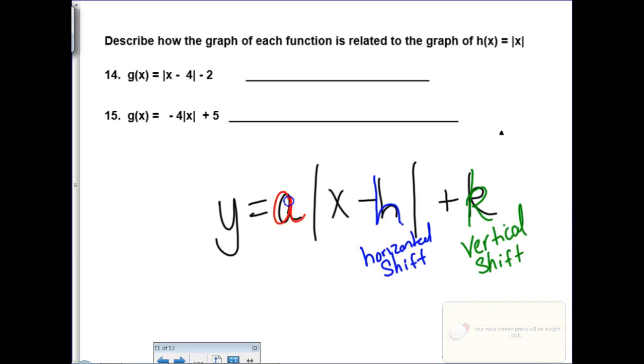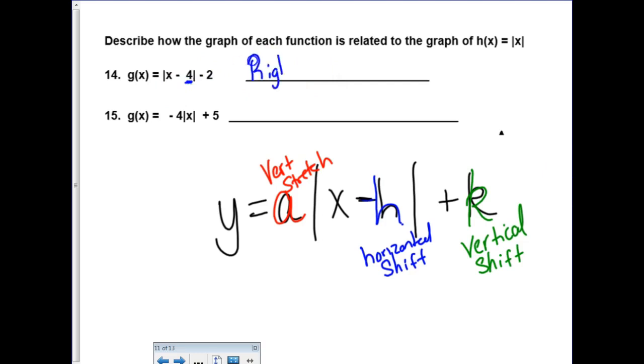And then this a value is what we call a vertical stretch. And remember there's a built-in negative sign right here, so keep that in mind. I shouldn't make that blue though, it's black. Alright, so this one here has been shifted right 4, because that means right 4. And then this minus 2 is really like plus negative 2, so that means down 2.